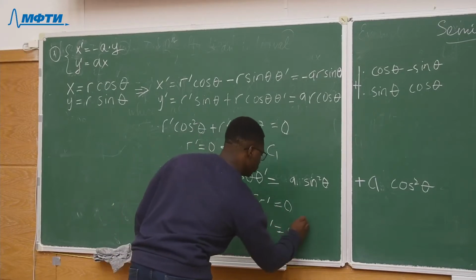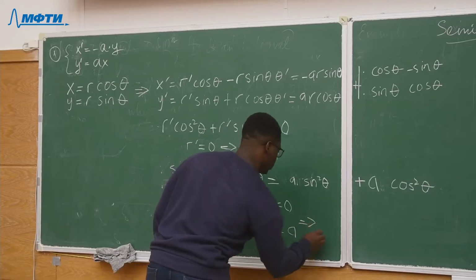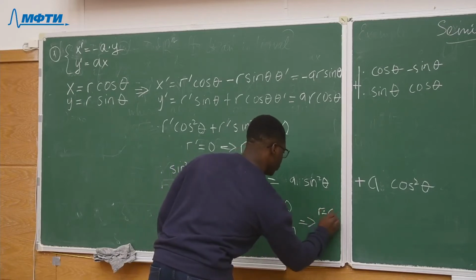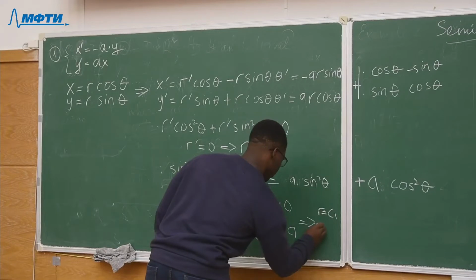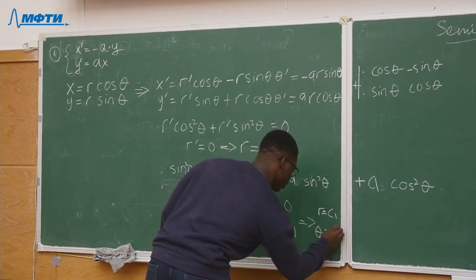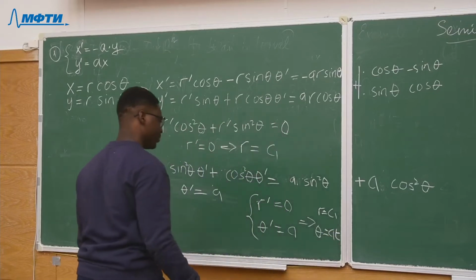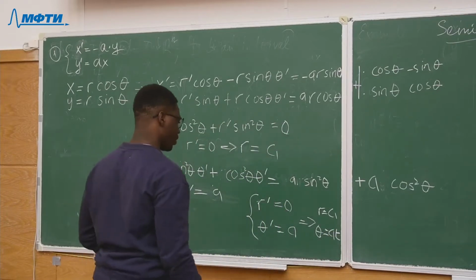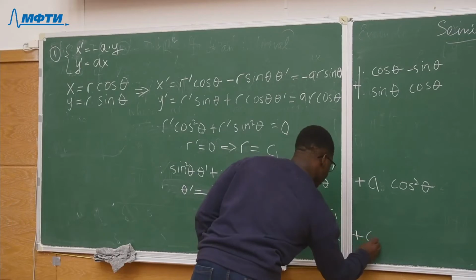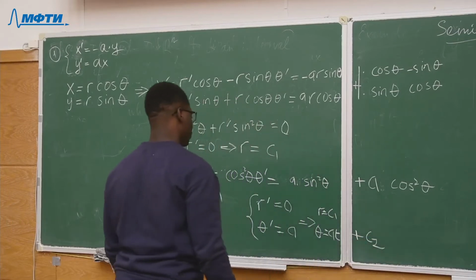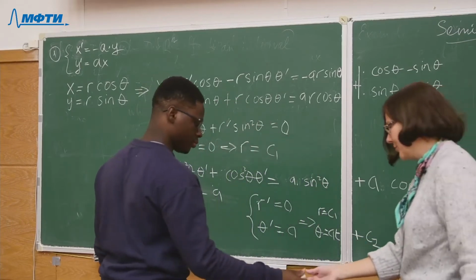Let's see, right? r is a constant. Plus C2, I think. Plus C2. Right, correct.